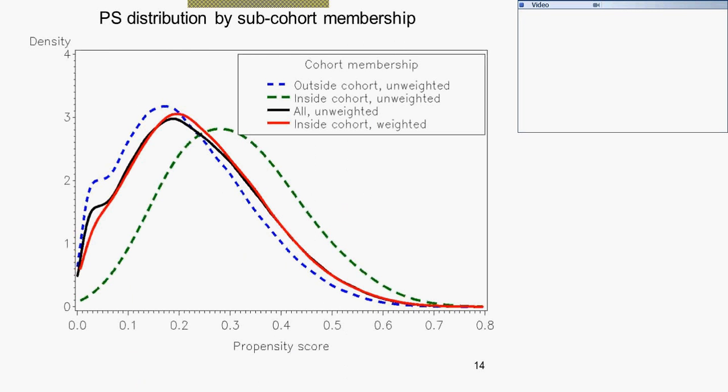And this is just plotting the probability of cohort membership, subcohort membership, in different groups. The green line is the density of the probabilities in the subcohort, and that looks quite a bit like the distribution of probabilities in the overall population. So basically it shows us that this weighting is working reasonably. This is very similar to the kind of propensity score curves that we often look at.